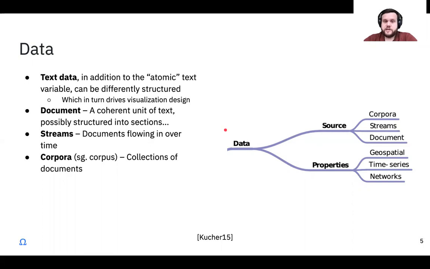Then we have streams, which can be documents flowing in over time. A classic example of this is, for example, news data. So you have a new report coming in with a certain timestamp, and if you're trying to analyze some global event, such as possibly the 9/11 terrorist attacks, then the large volume of data flowing in over time is crucial to the analytics. And on the top level, we can have corpora. Singular of that is corpus. So those are collections of documents. So it's one aggregation level above.